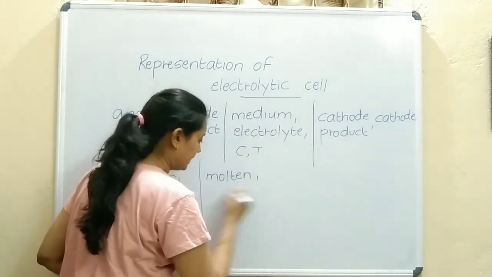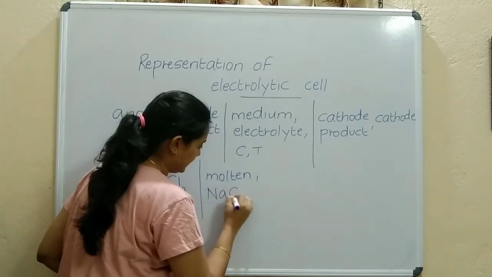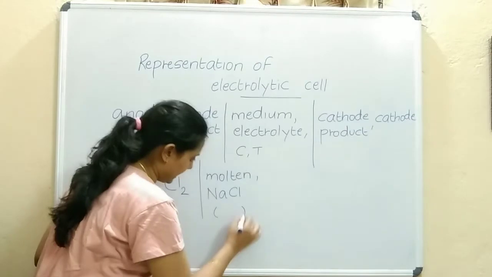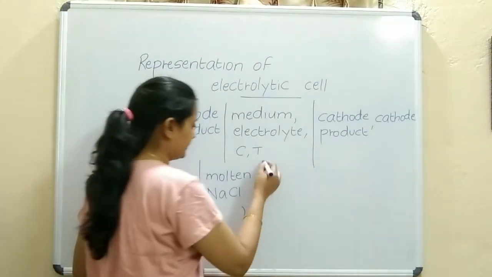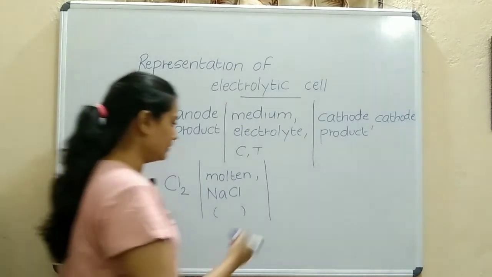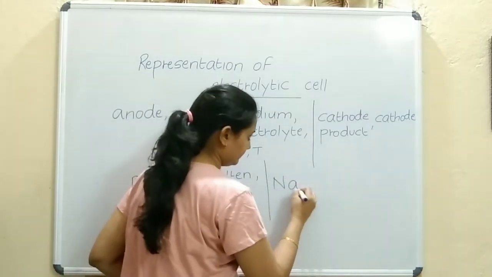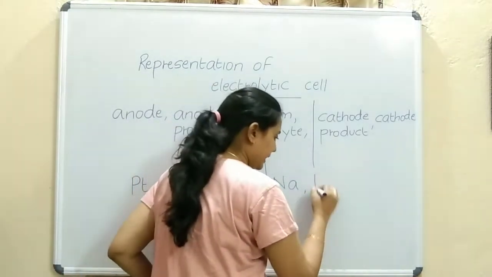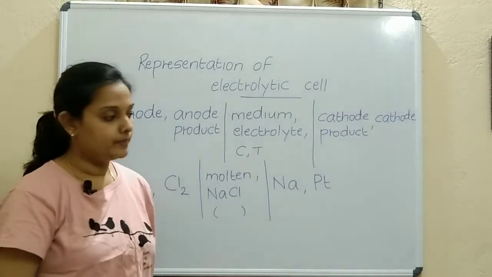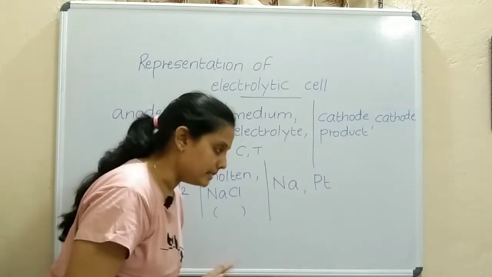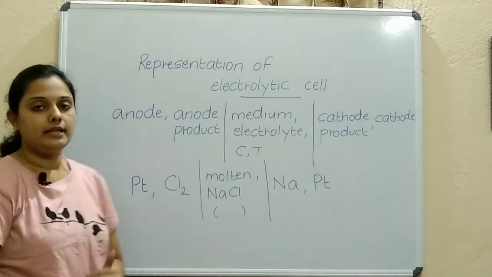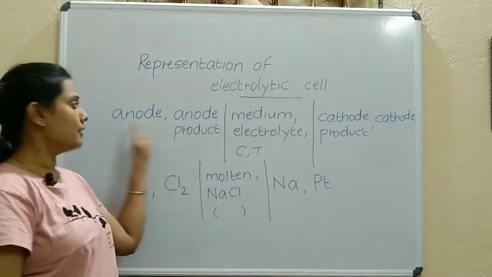What was the electrolyte used? It was NaCl. Concentration and temperature, if mentioned, you can include in some other examples. And what was the product at cathode? It was sodium. And what was the cathode made up of? It was made up of a platinum electrode. So this is how you can represent an electrolytic cell. So this you have to remember.